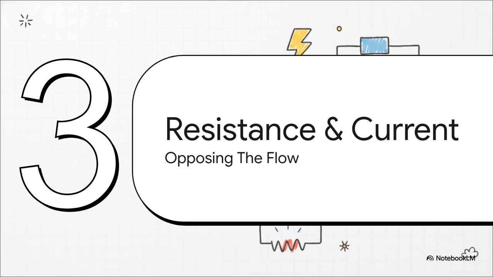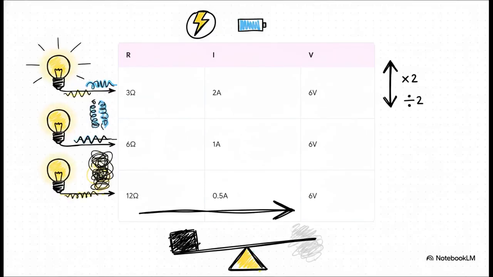Moving to Section 4, Resistance and Current Relationships. So we know what pushing the electrons does, right? But let's see what happens when we start actively pushing back. Let's look at another data set, but this time we're going to keep our voltage locked in steady at 6 volts. If we start with a 3 ohm lamp, we get our baseline current of 2 amps.